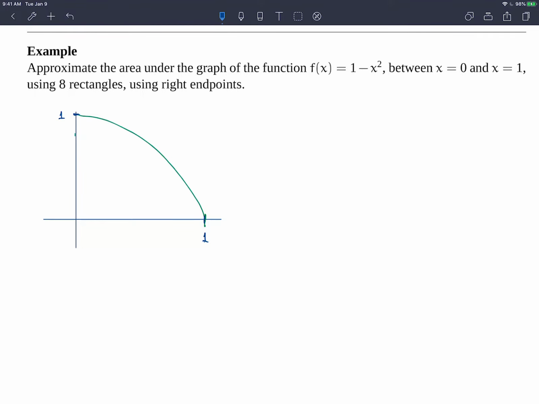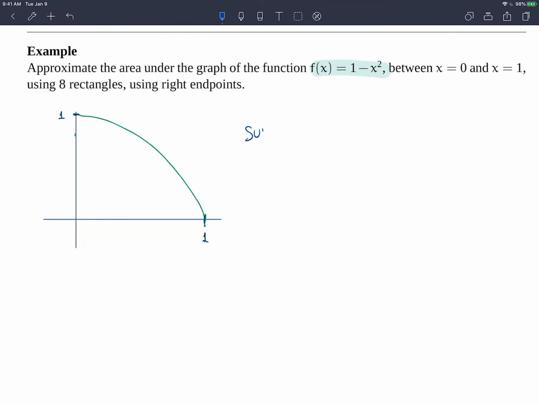Okay, so in this video we're going to find the area under the parabola 1 minus x squared that I already have graphed here. It's not perfect, but it doesn't matter. I want to have some space to draw the rectangles. So we're going to try to find the area under this curve, approximating using eight rectangles and using the right endpoints.